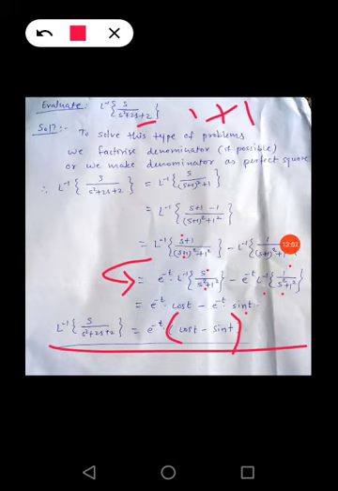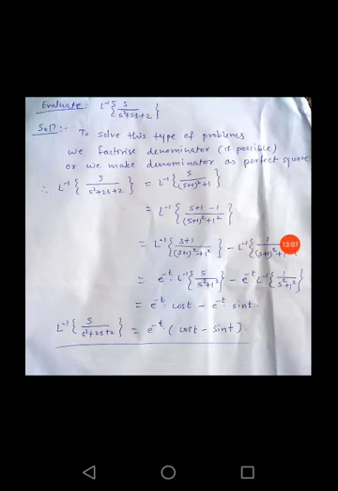Okay, so this is the final answer, and this is one example of the properties of the inverse Laplace transform. We may see some other properties and examples in the future lectures. So let me stop here.